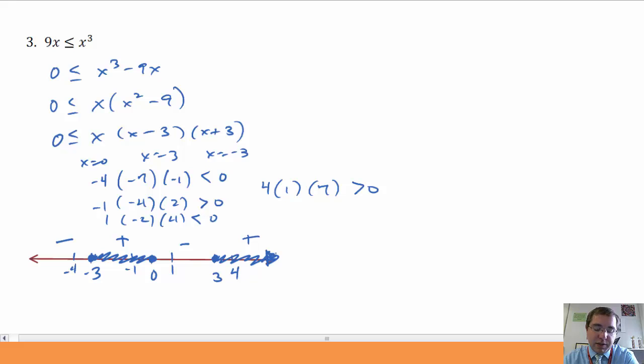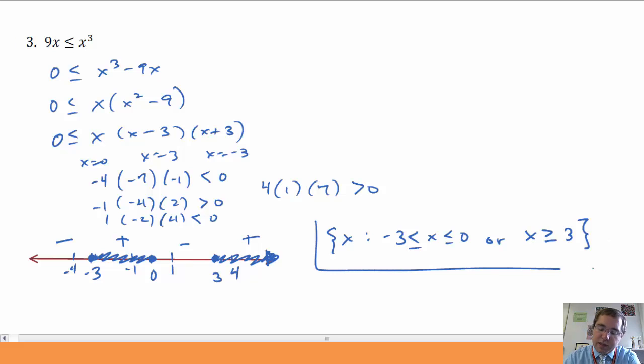And now I can write my solution set, which I guess I forgot to do on number 2. I'll go back and do that in a second. My solution set here would be the set of all x such that x is between negative 3 and 0, including both negative 3 and 0. So negative 3 is less than or equal to x, less than or equal to 0, or x is greater than or equal to 3. And I have to include the or because I'm indicating that I will take anything in either one of those regions. So that's my solution set.